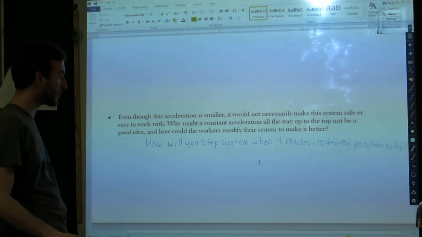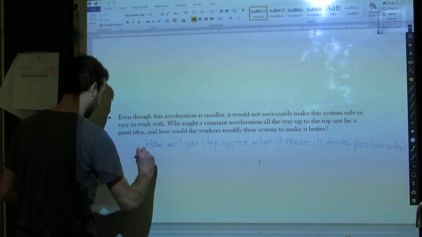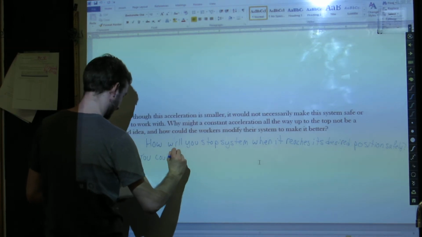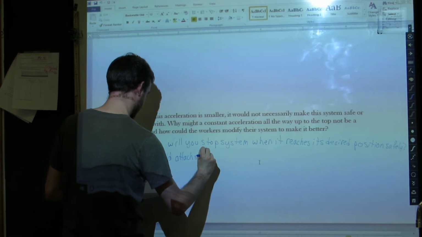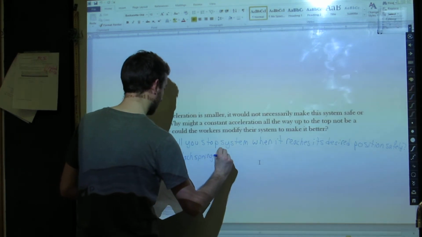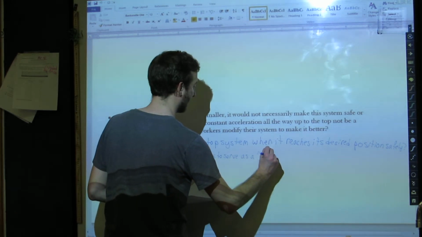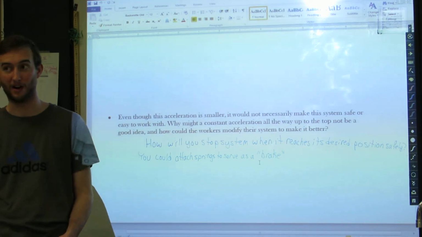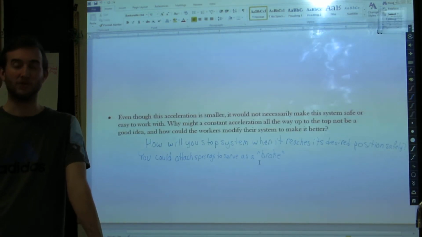So, a couple things I might consider. I suppose what you could do, somehow use some springs. You could attach springs to serve as some, I don't really, again, I'm a terrible engineer, okay? This is why I'm a physics teacher and not an engineer, because I do not have any sort of building intuition whatsoever.